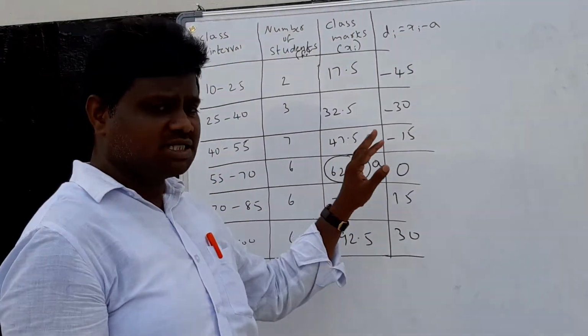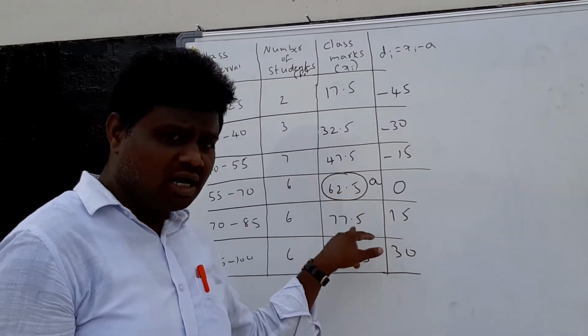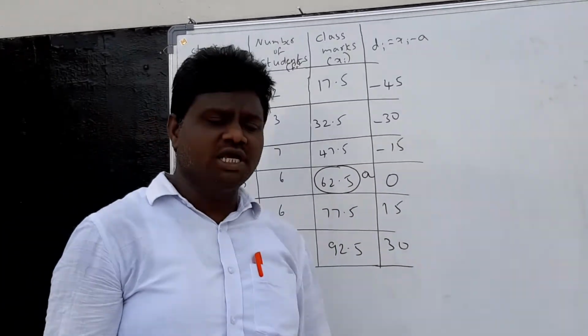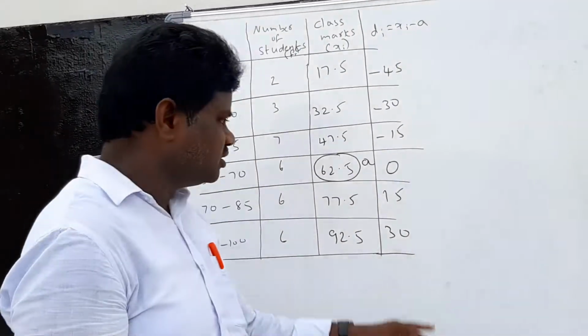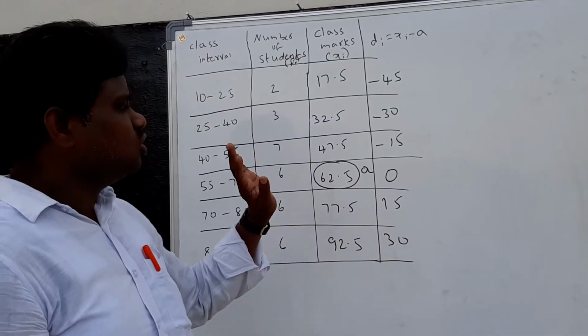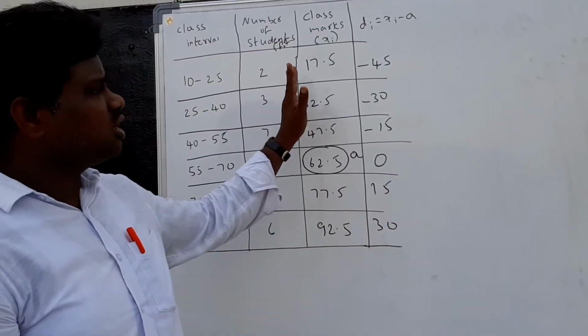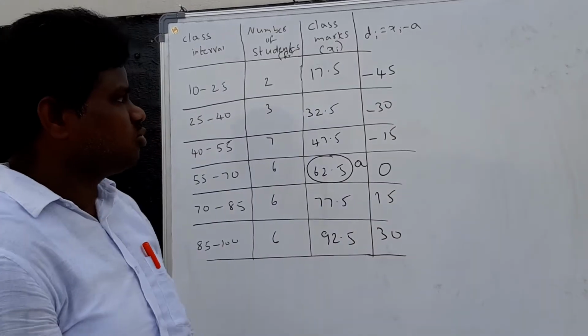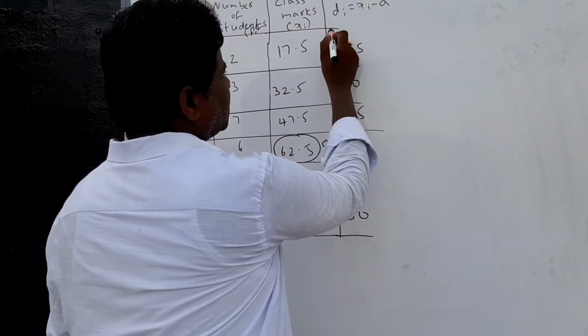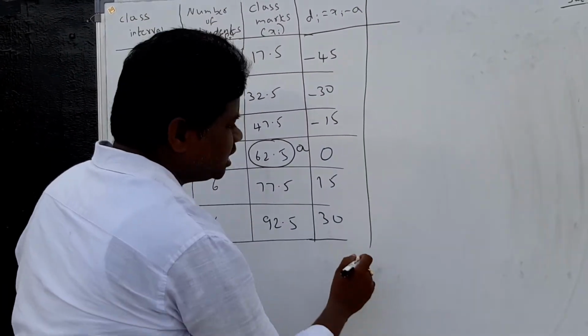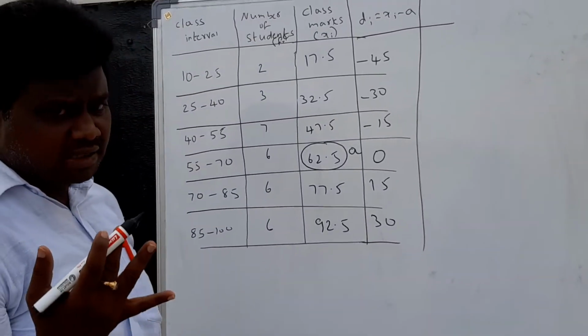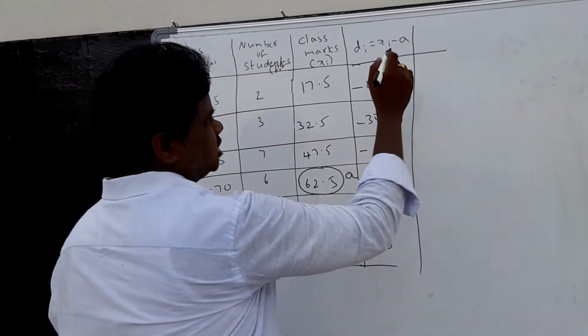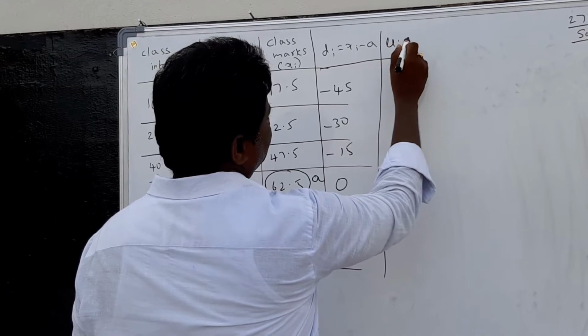Why am I subtracting 62.5? Because that 62.5 is taken as the assumed mean. If you take 47.5, you have to subtract 47.5 from each value. So after deviation, today I want to explain the step deviation method. That's why I am calculating ui.